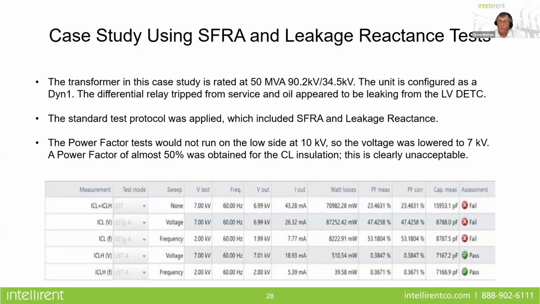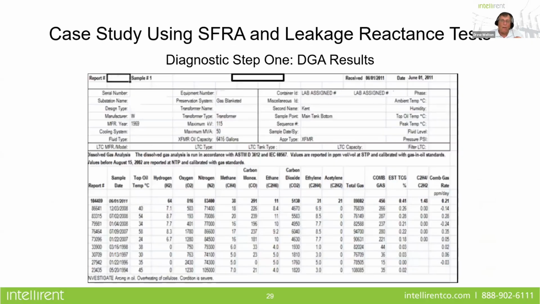So what do you do when it doesn't run at a higher voltage? Well, you try and lower the voltage. So we lowered it to 7 kV, and the power factor was almost 50% on the CL insulation. And that is clearly unacceptable. So now we know we have a problem. Do we know where the problem is or what caused it? No, not necessarily. So we get the DGA back.